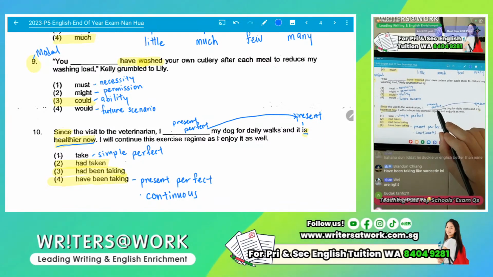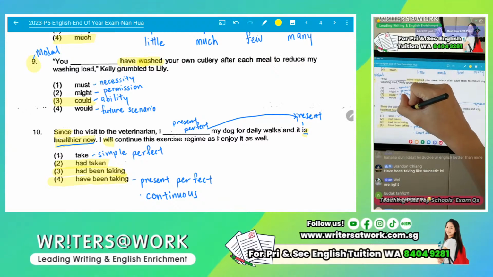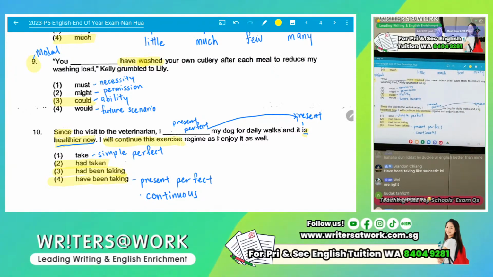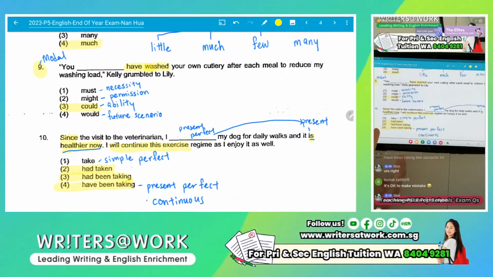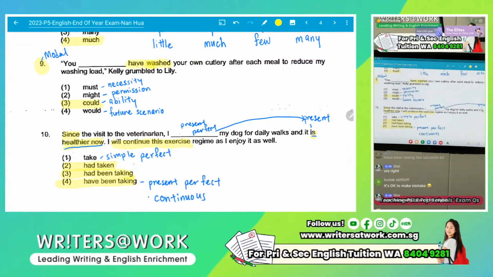In this case here, I started doing it in the past, that's why my dog is healthier now. So that is correct. It is still ongoing. It hasn't ended because I will continue this exercise regime. Okay? I will continue doing this, so it's not stopping anytime soon. I'm still going to let this continue, so it should be in the continuous tense. Okay, right? So that is why we use option 4, have been taking. Okay. So now let me unpack the comments over here.